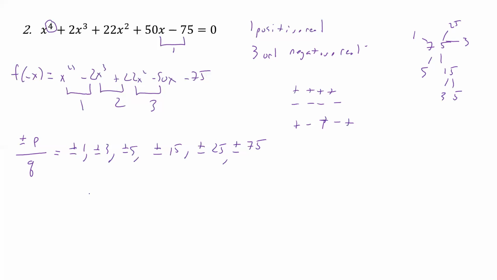Okay. All right, so let's try +1. So when we do that, what do we get? Well, we have a 1, -2, 22, -50, -75. All right, so bring down our 1. 1 times 1 is 1. Subtract, that's -1. That's going to give us 21.